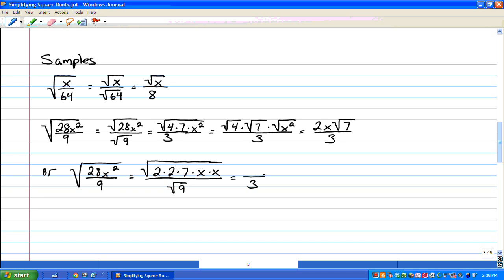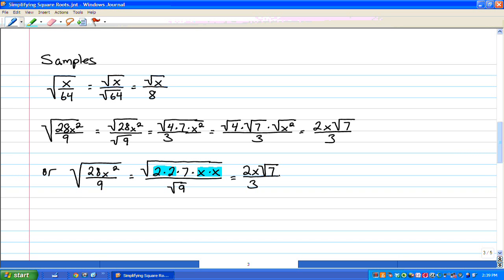Then what you can do is look for pairs. Here is a pair. Here is a pair. When you see a pair, one of those comes out because 2 times 2 is 4. The square root of 4 is 2. So I would pull that 2 out. X times x is x squared. Square root of x squared is just x. I'd pull 1 x out. What's left in the top? Square root of 7.